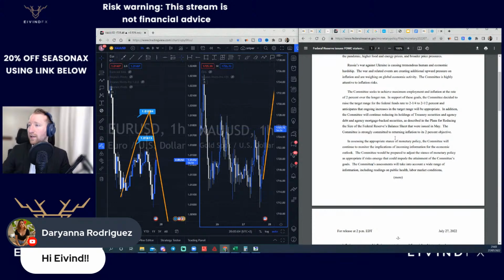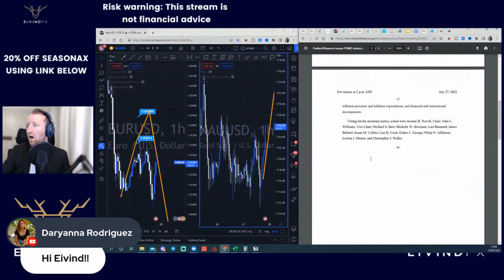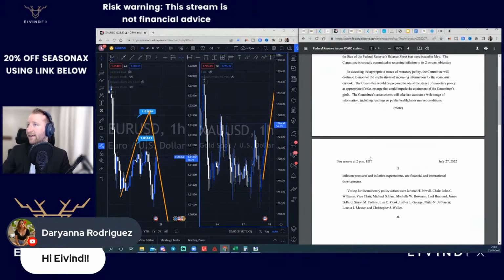In assessing the appropriate stance of monetary policy, they will continue to monitor the implications of incoming information for the economic outlook. The committee will be prepared to adjust the stance of monetary policy as appropriate if risks emerge that could impede the attainment of the committee's goals. The committee's assessment will take into account a wide range of information, including readings on public health, labor market conditions, inflation pressures and inflation expectations, and financial and international developments.